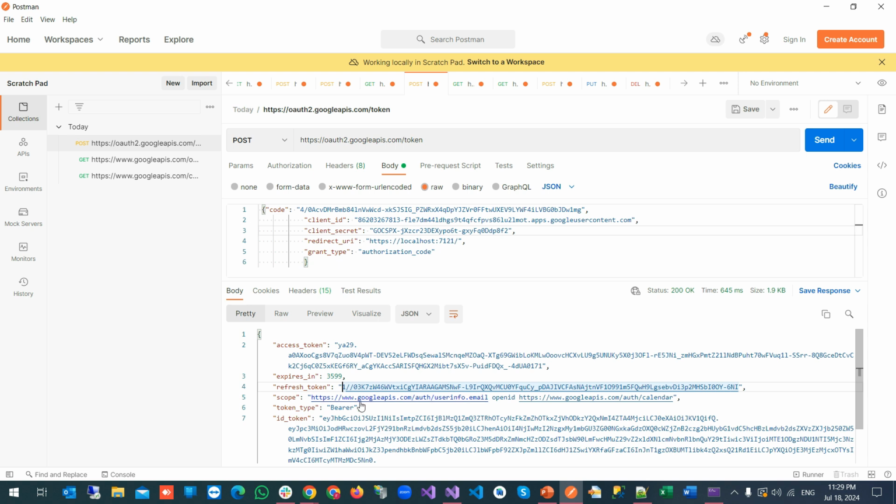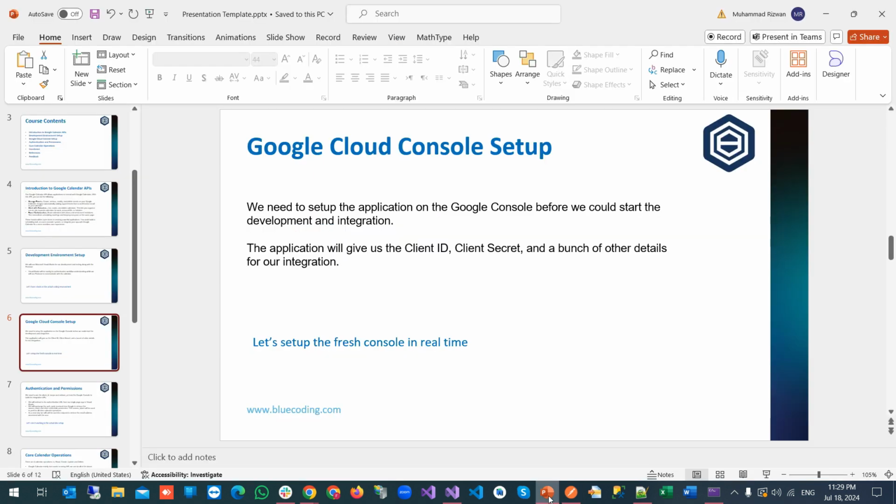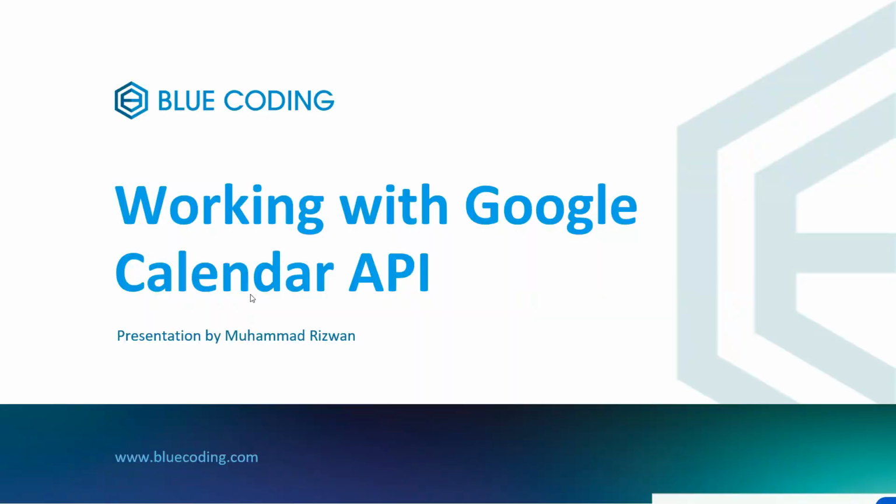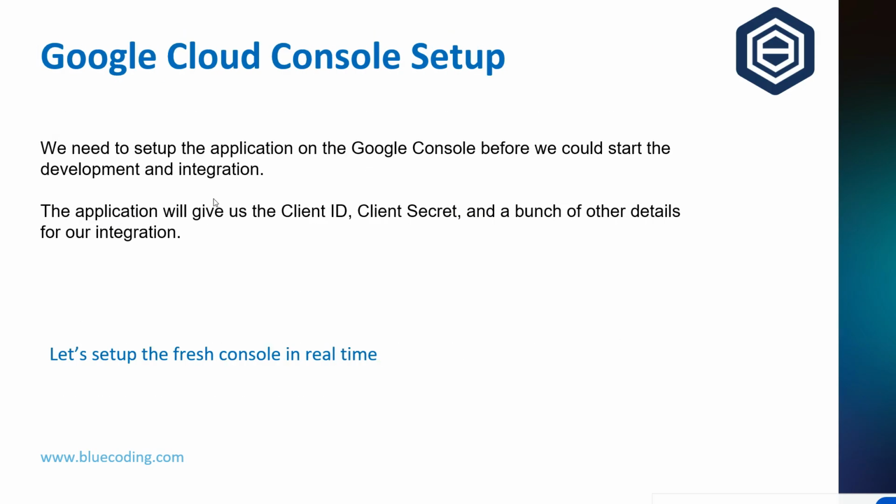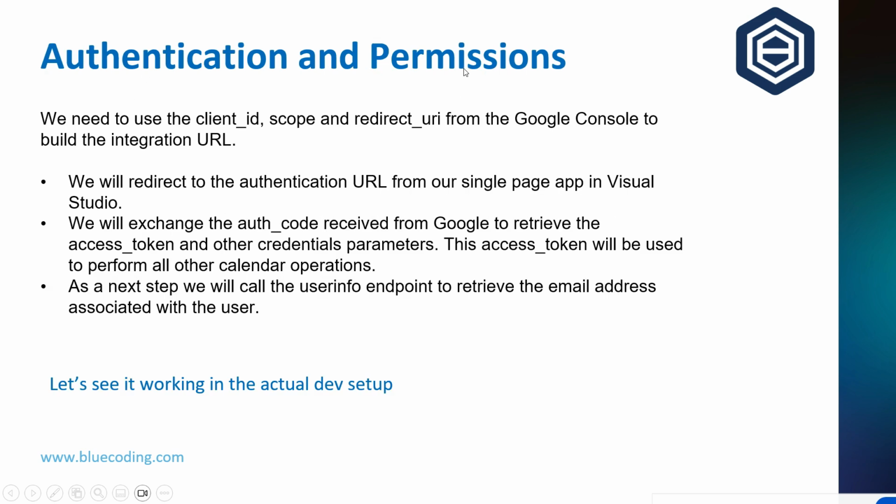Okay, thank you. So here, let's go back to the presentation once. After the setting up of development, we have done the Google Cloud Console setup and also authentication and permission. This is something we have done right now. And as I explained there in detail, this is just a summary of the steps: we redirected to the authentication URL from our single page app in Visual Studio, and we exchanged the authentication code received from Google to retrieve the access token and other credential parameters. This access token will be used to perform all other calendar operations.